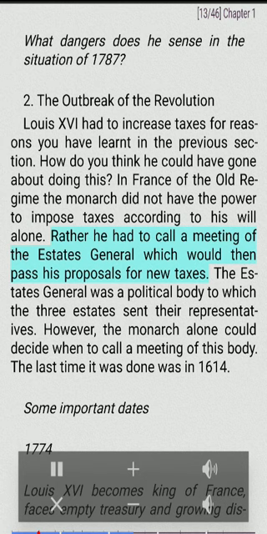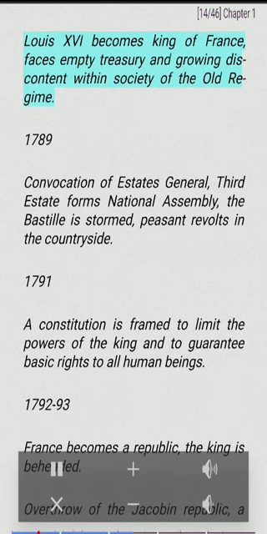In France of the old regime, the monarch did not have the power to impose taxes according to his will alone. Rather, he had to call a meeting of the Estates General, which would then pass his proposals for new taxes. The Estates General was a political body to which the three estates sent their representatives. However, the monarch alone could decide when to call a meeting of this body. The last time it was done was in 1614.